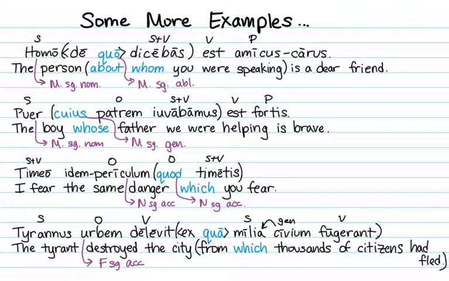So urbem is accusative because it's the direct object of delevit, and it happens to be a feminine noun, urbem. So that means in Latin we have to use the feminine relative pronoun qua to refer back to urbem. So it's feminine and singular. It's ablative because it's with the preposition ex. But you'll see that in English, because it's a thing, we translate it with the pronoun which. So in Latin, we're using the feminine because urbem is feminine, but in English, we're using which, which is what we use for things.